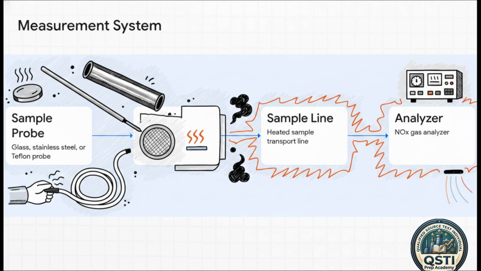To prevent that disaster, you must strictly maintain a very specific sequence. First, pull the sample using a non-reactive probe made of glass, stainless steel, or Teflon. Second, pass it through a heated particulate filter to strip out the soot without dropping the temperature. Third, keep it heated as it travels down the sample transport line. And finally, deliver it securely to the NOx gas analyzer. Every single component here must be inert so it doesn't react with the gas you're sampling.